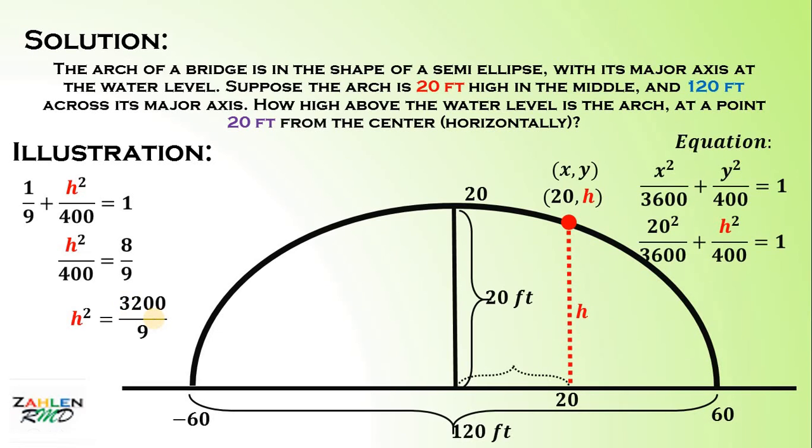Now, to solve for the value of h, take the square root of both sides, and we get h equals 40 square root of 2 over 3. Therefore, this is the height of the arc at a point 20 feet from the center, or approximately 18.86. And don't forget the unit, we have feet. And this is our answer, and we're done.